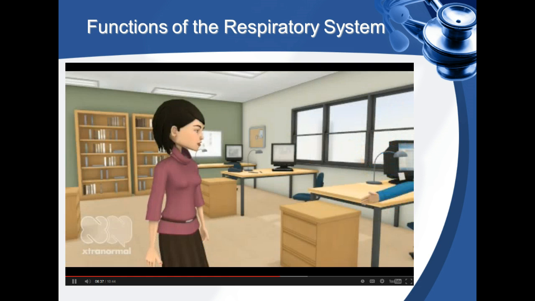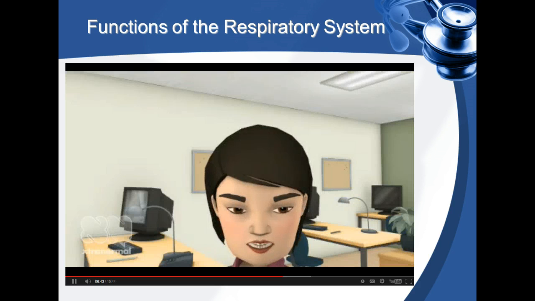The major function of the respiratory system is gas exchange between the circulatory system and the external environment. In humans and mammals, this exchange facilitates oxygenation of the blood with the concomitant removal of carbon dioxide and other gaseous metabolic wastes from the circulation.